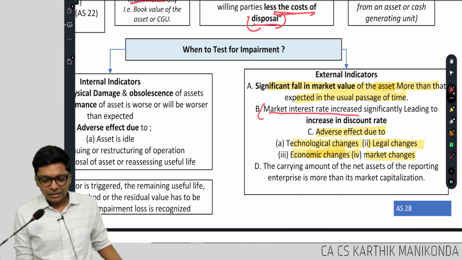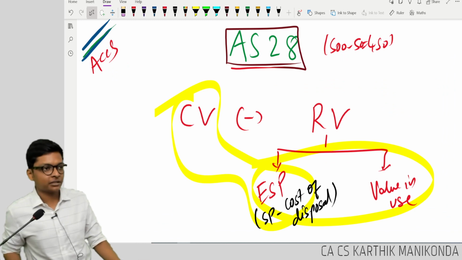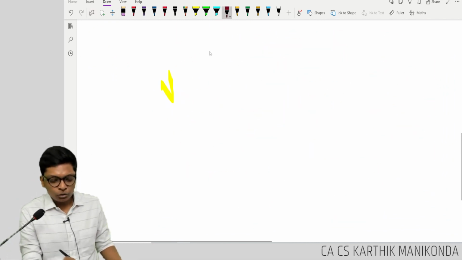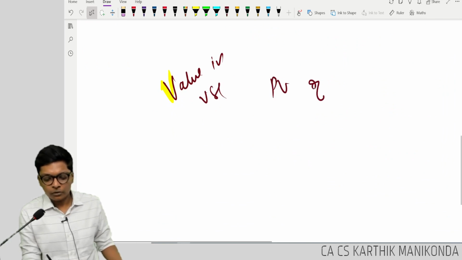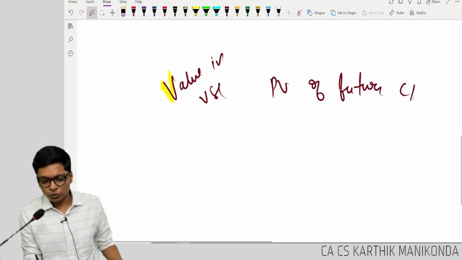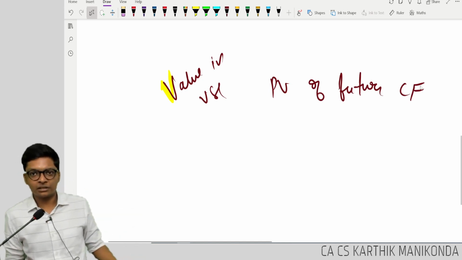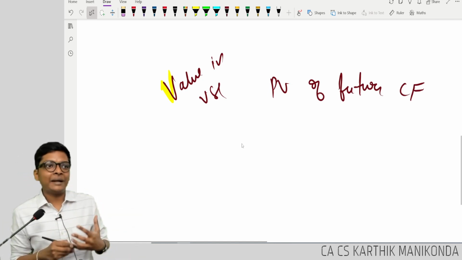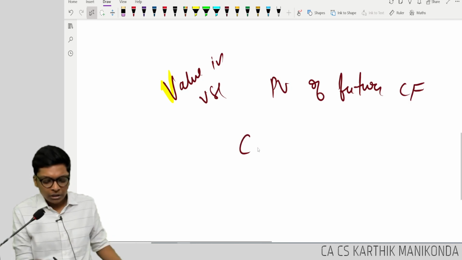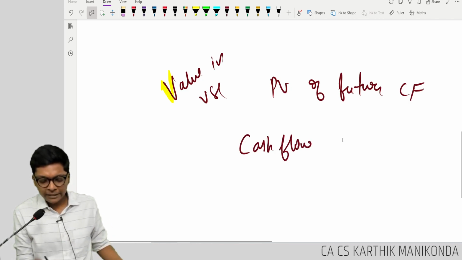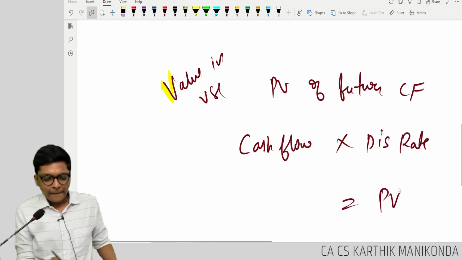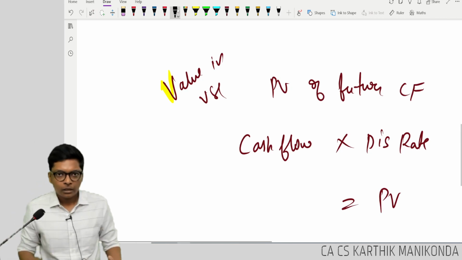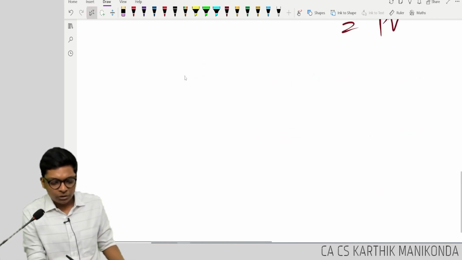Then look at this beautiful point, guys. Market interest rate increased significantly, leading to increase in discount rate. Let me explain this. What is value in use? Present value of future cash flows. Today we are going to discuss this only for the next 20 minutes. How to compute this? In financial management you would have learned, cash flow into discounting rate is equal to present value.